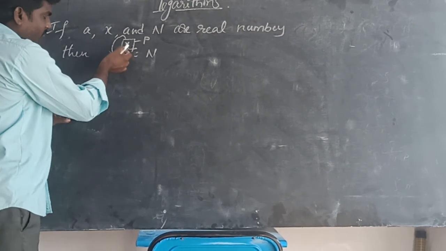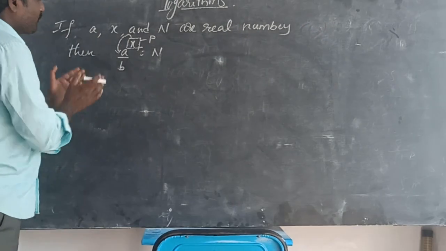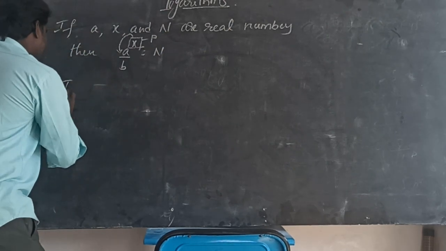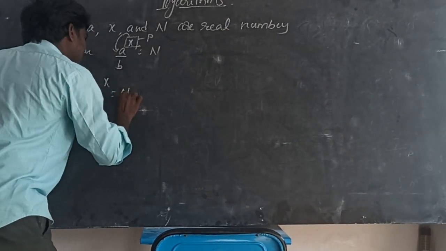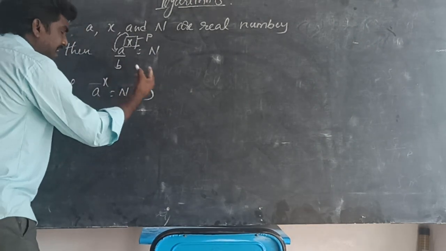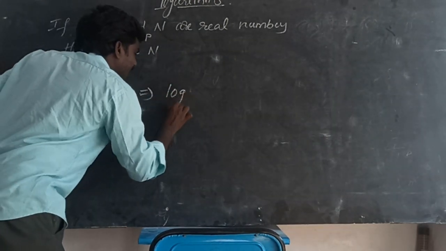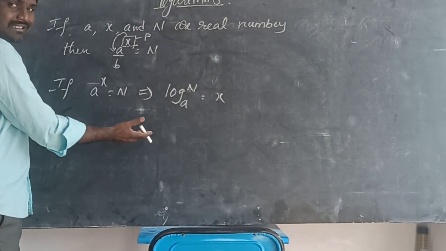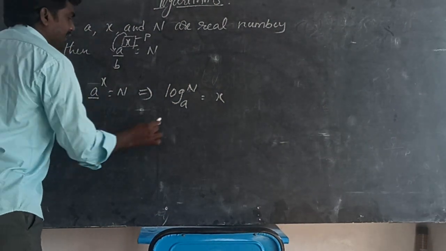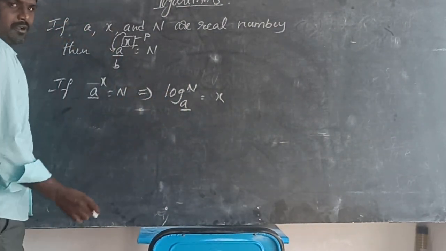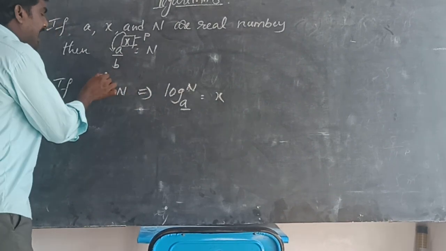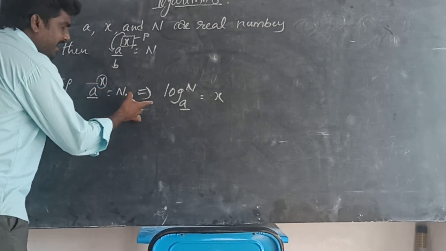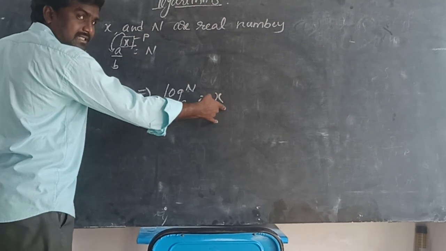From this exponent form you can write in logarithm form. How you can write? If a power x is equal to n, then this exponent form can be expressed like this: log n base a is equal to x. This is called logarithm. In the exponent form, the base is a. In the logarithm form, the base is a. What changes? Number and power. So a power x is equal to n, then we can write log n base a is equal to x.